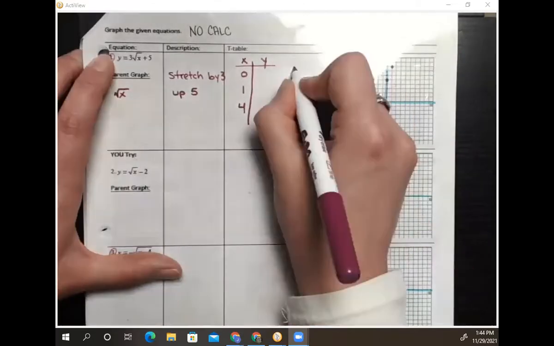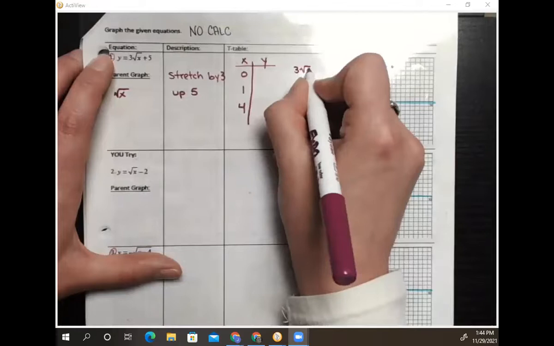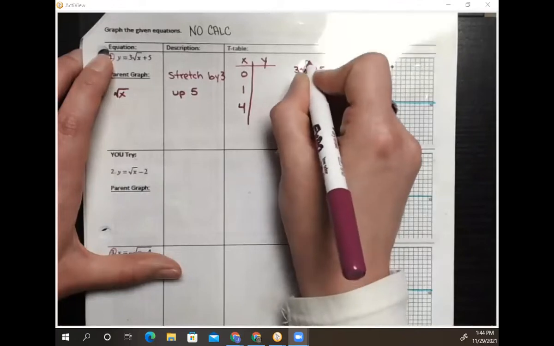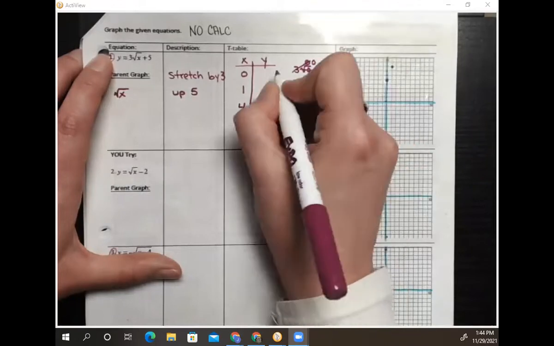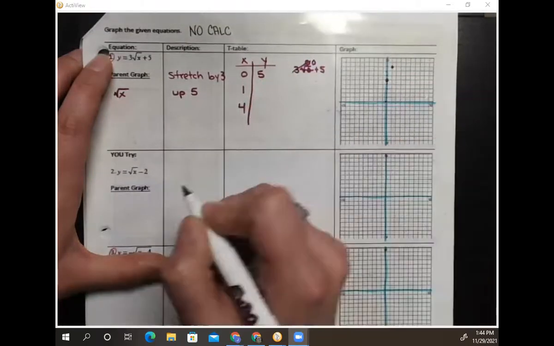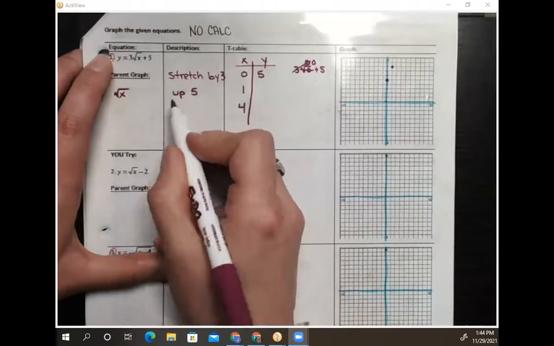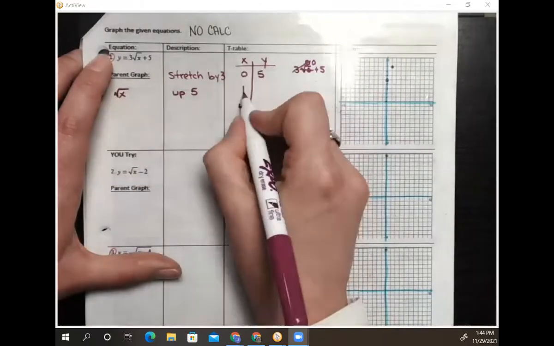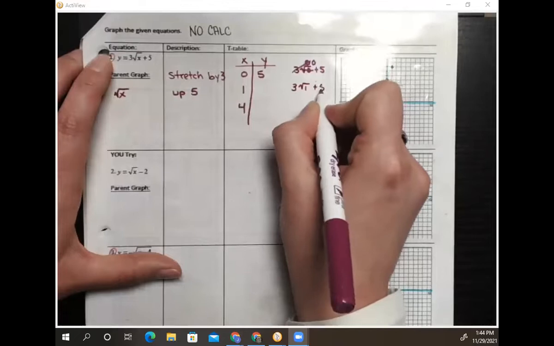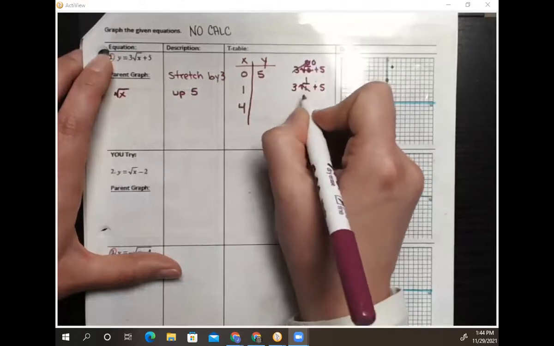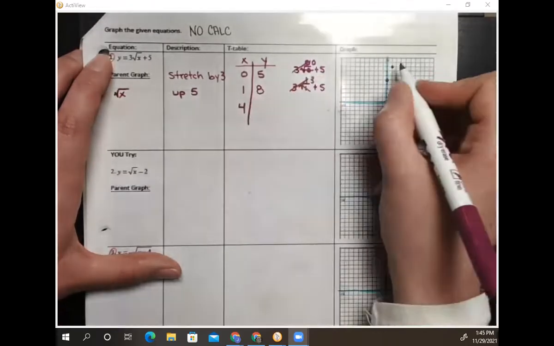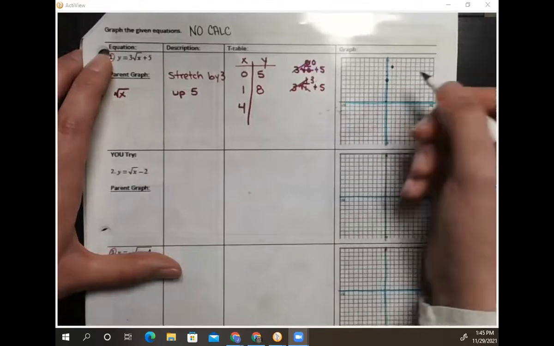So if I plug in 0, that would be 3 times the square root of 0 plus 5. The square root of 0 is 0. 3 times 0 is 0. And 0 plus 5 is 5. If I look at my graph, I have the point 0, 5 already plotted there from our transformation. We took that key point and moved it up 5 units. If I plug in 1, I would have 3 times the square root of 1 plus 5. The square root of 1 is 1. 3 times 1 is 3. 3 plus 5 is 8. And I have that point here as well, 1, 8.